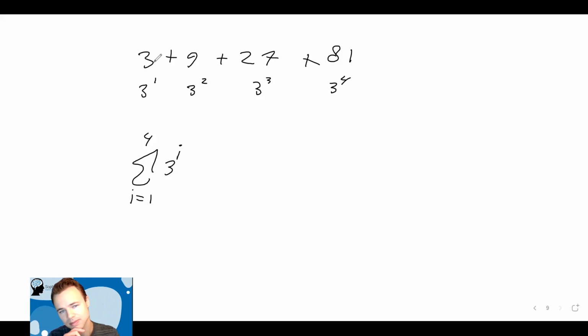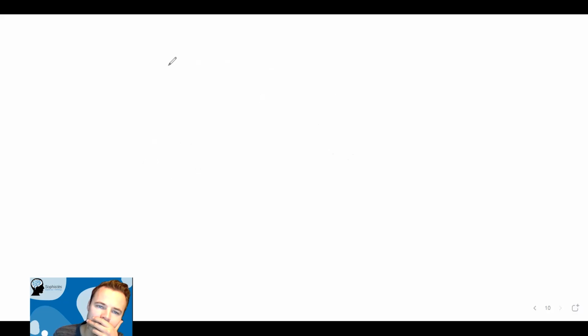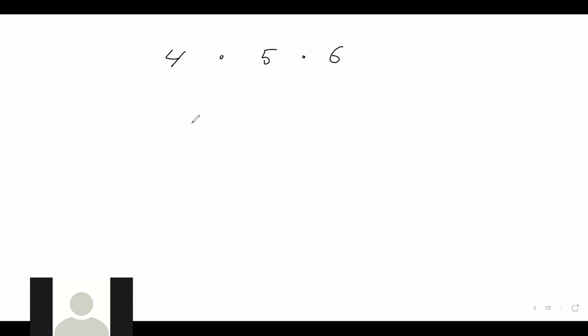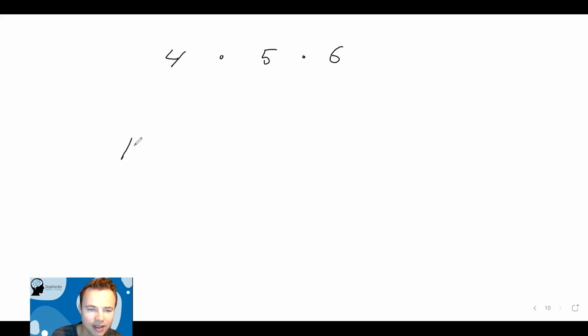Is this clear for you guys? Yes? Okay. Do you guys want to have a more difficult example? Yes. Okay. 4 times 5 times 6. Do I have to use a summation or a product operator here? Product operator, because we're using the times sign.